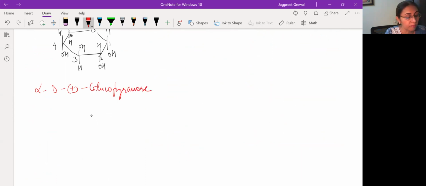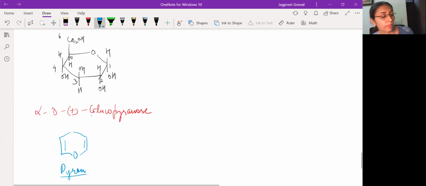Why pyranose? Because this structure is compared with the 6-membered ring, where one of the positions is occupied by oxygen. So this is pyran. From there you get the name pyranose ring structure.